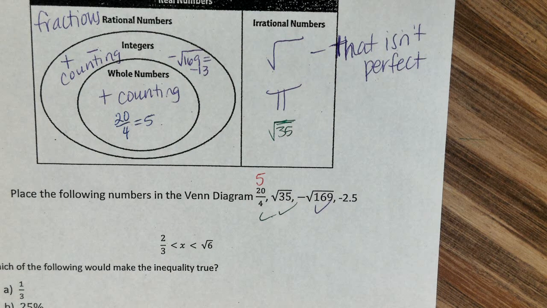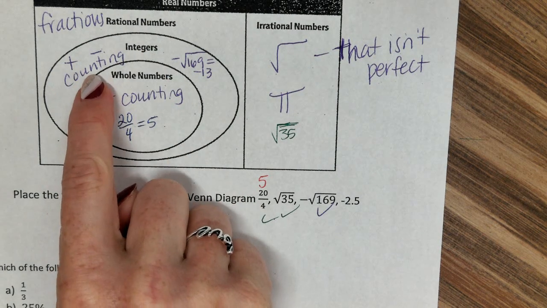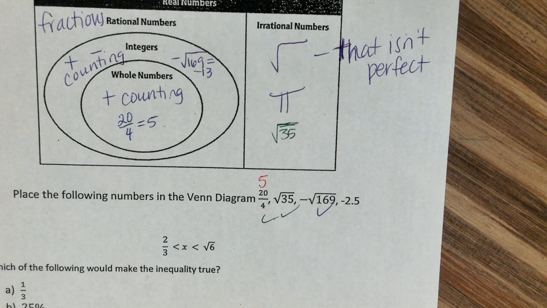All right, negative 2.5. I have a lot of students who are like, oh, Ms. Castro, that's an integer because it has a negative sign. Is that correct or wrong? What is an integer? A positive or negative counting number. Would you count 2.5? No. So it's not an integer. It is just rational. It can be made into a fraction.